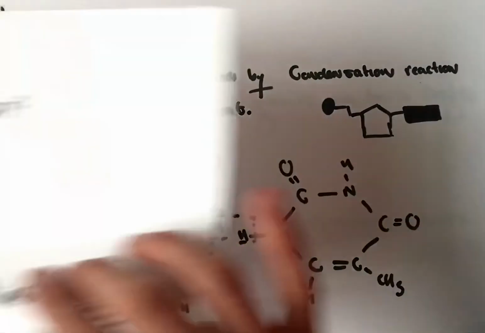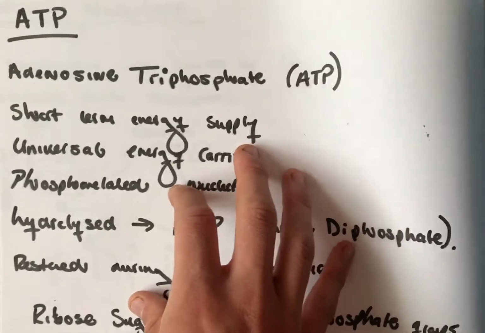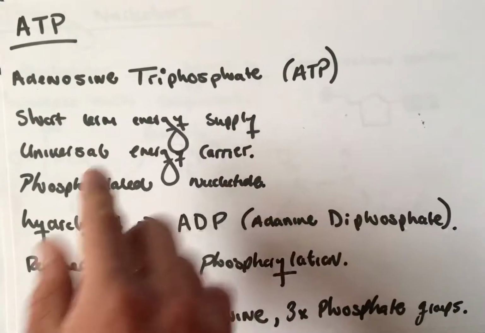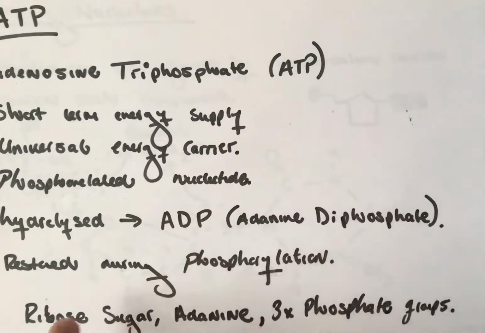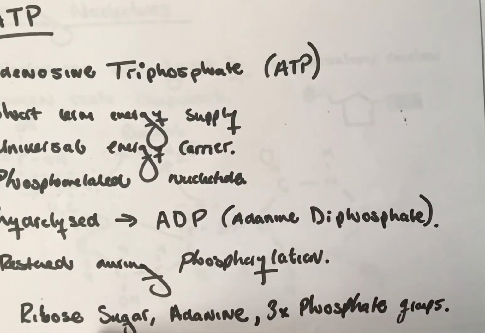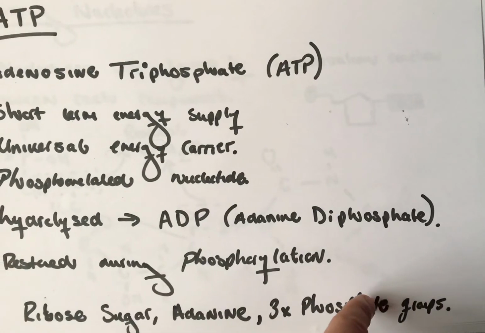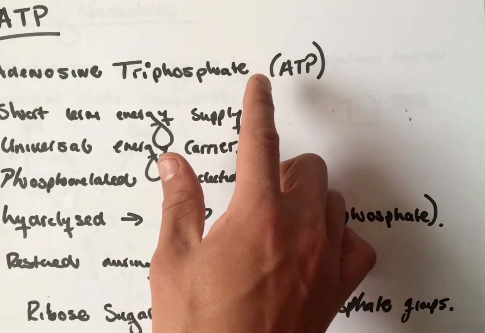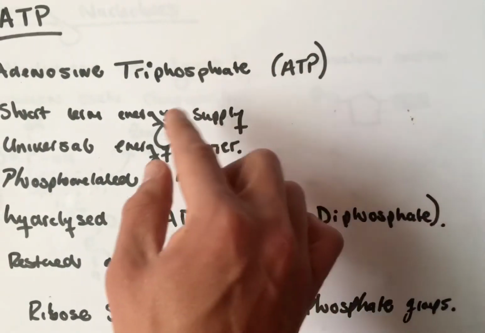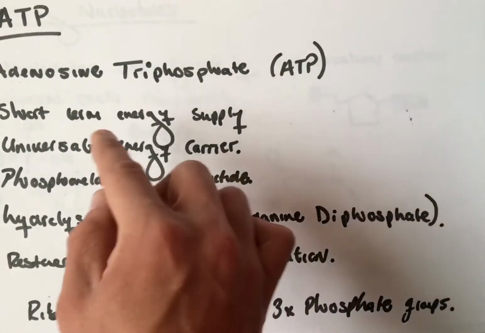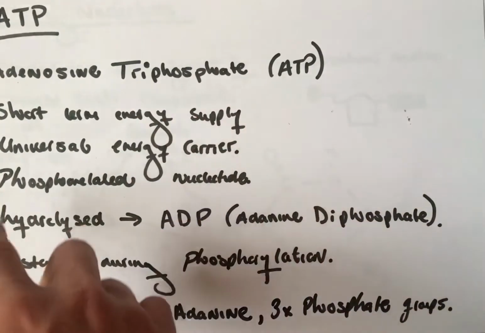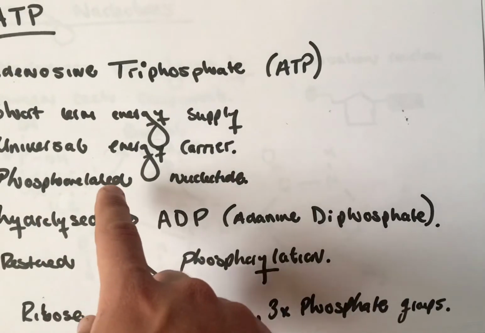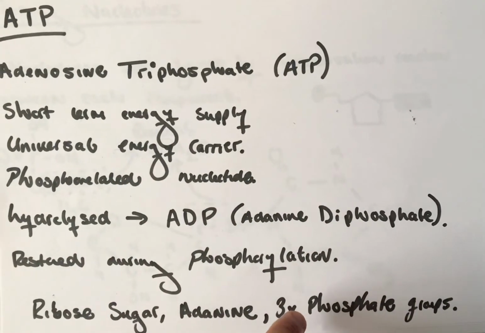So finally, we're going to look at ATP. So ATP is a special nucleotide which consists of adenine, a ribose sugar, and three phosphate groups. Now, it's known as adenosine triphosphate or ATP, and it is a universal energy carrier and a short-term supply of energy. So adenine is the nucleotide and it's phosphorylated, meaning it has three phosphate groups attached.